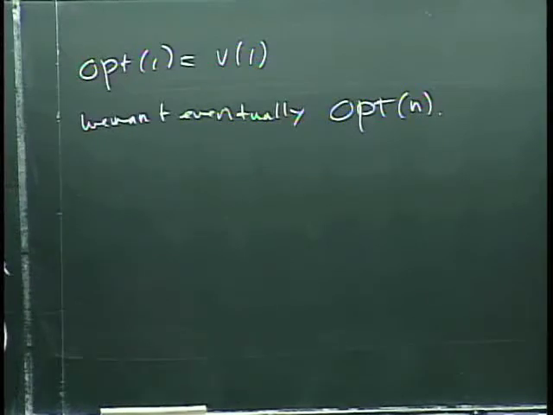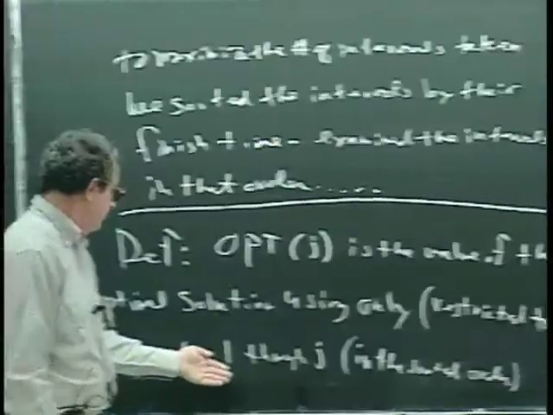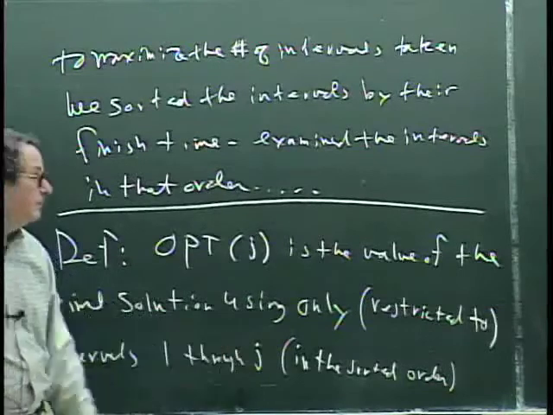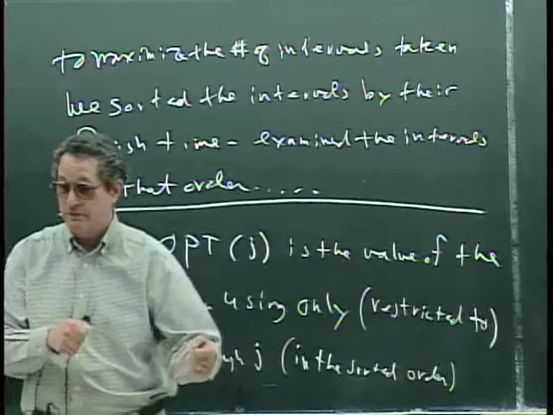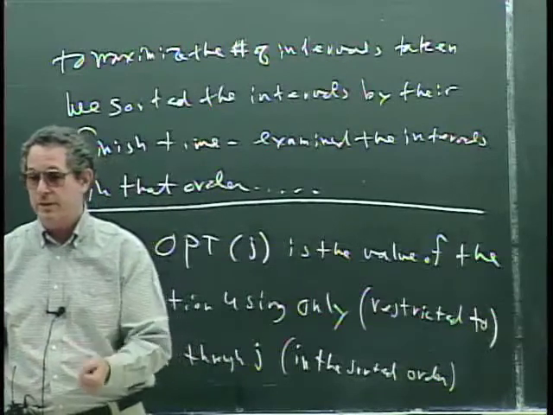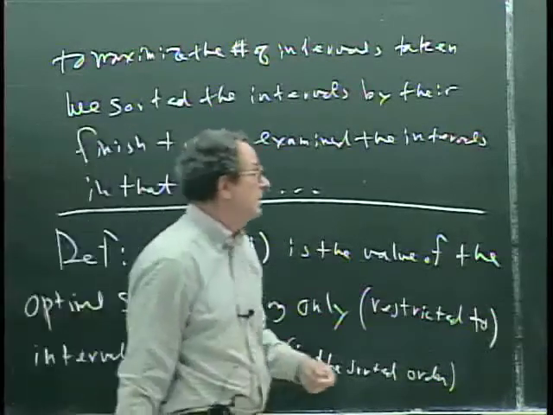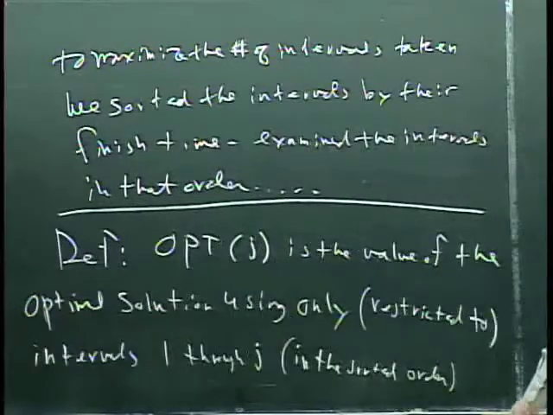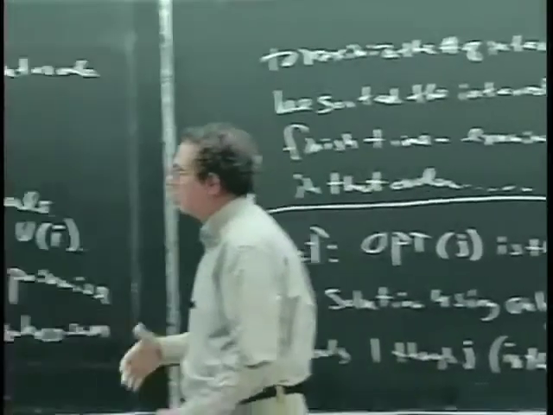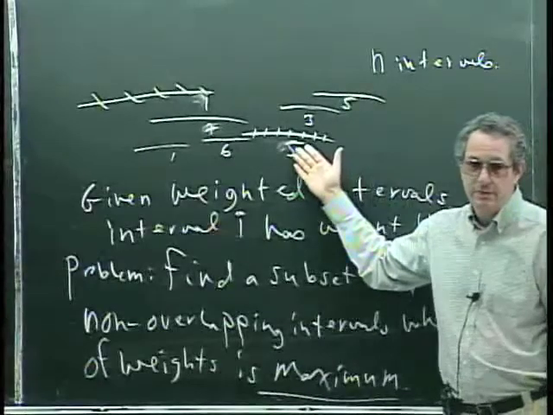Opt of n is the value of the optimal solution that has available to it intervals 1 through n. Okay? Not that you're actually including all those intervals 1 through n in the solution. They still have to be non-overlapping. But those are the ones that you could consider using, 1 through n. All right. So now that we have notation, we now want to set up a recurrence. We want to talk about this problem recursively.